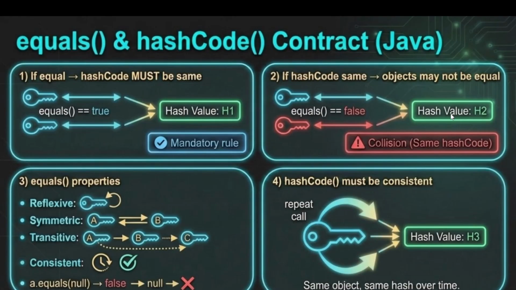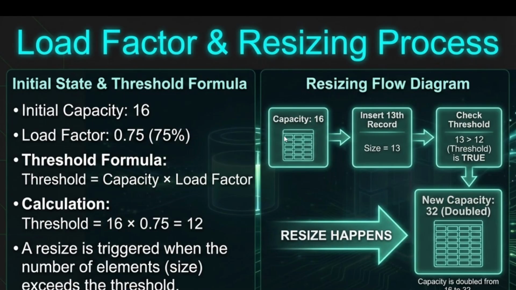Yeah, no problem. Load factor and resizing process. What is the initial capacity? By default 16. The load factor will be 0.75. The threshold formula, what is it? Capacity into load factor, that is 16 into 0.75, which is 12. A resize is triggered when the number of elements exceeds the threshold.